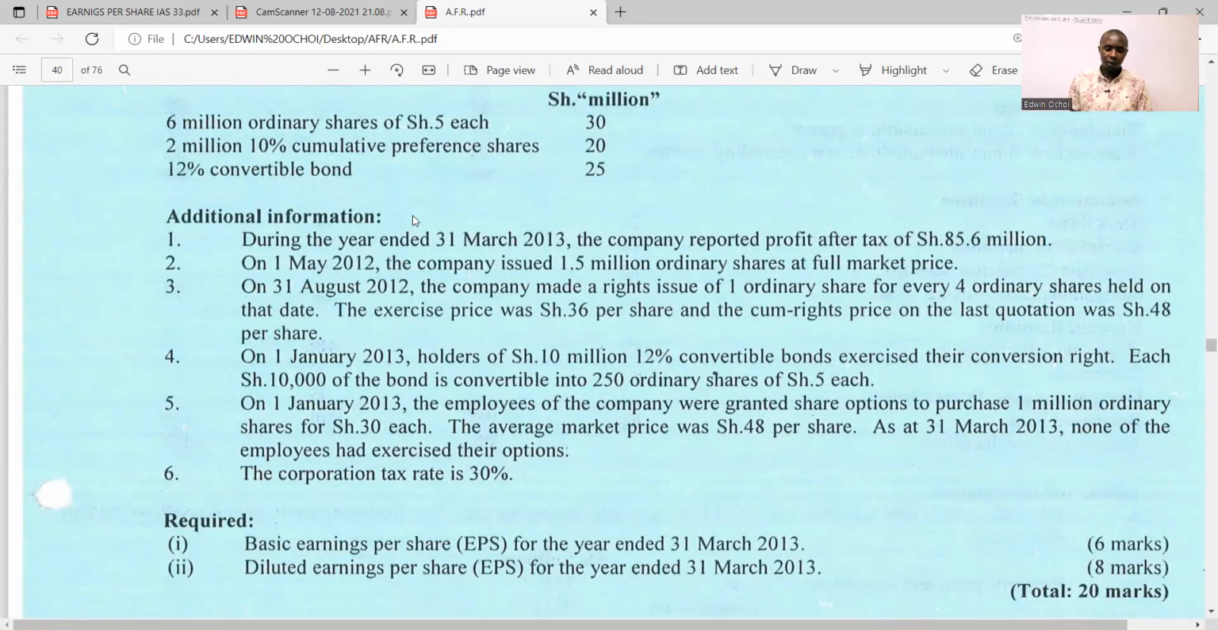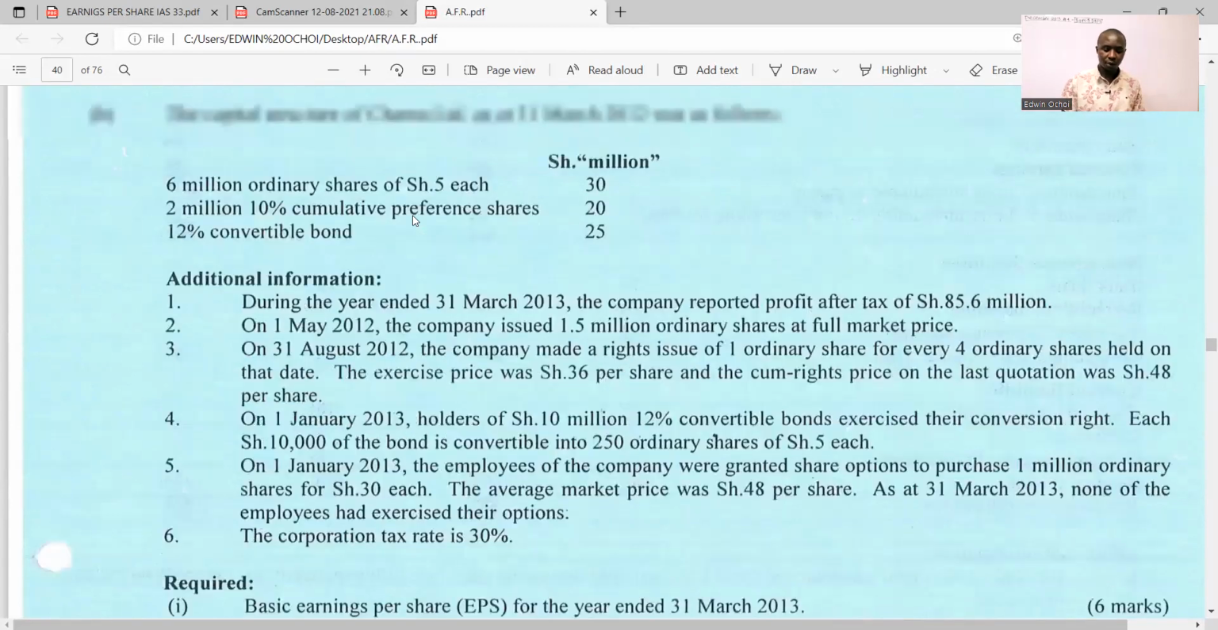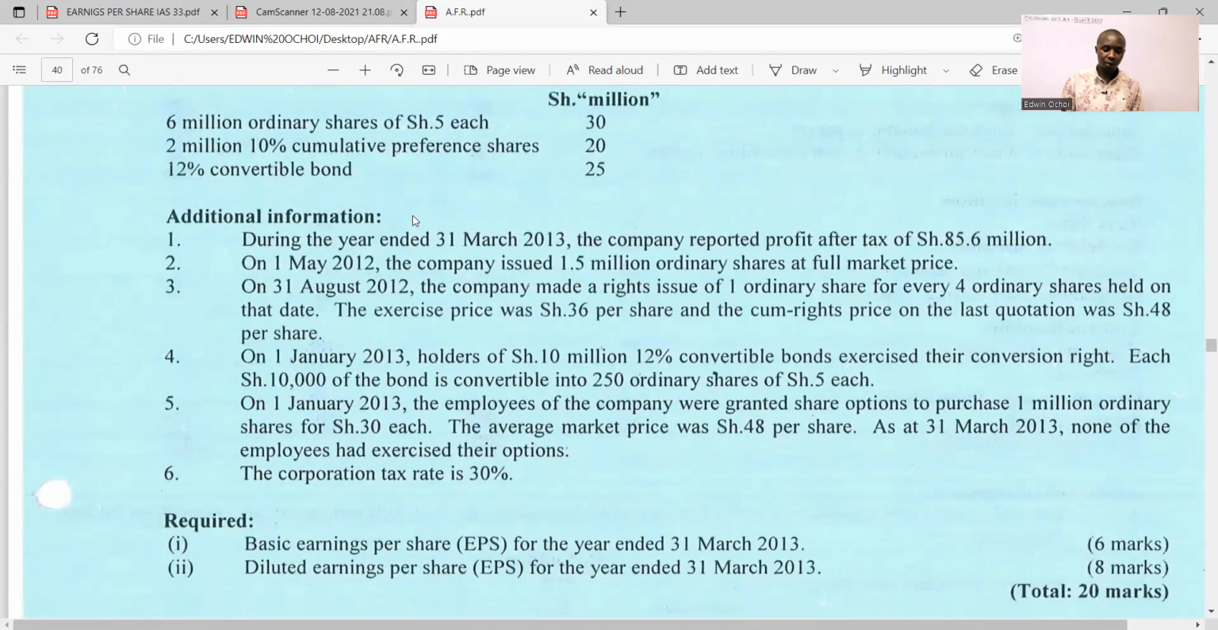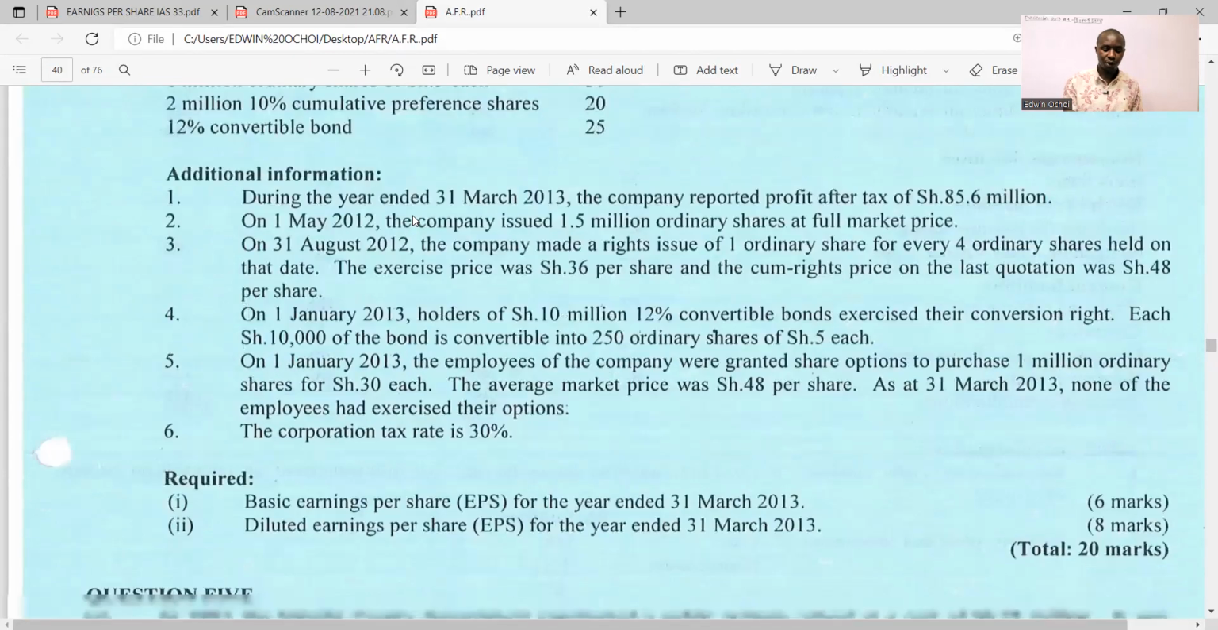Meaning that if our financial year ends on 31st March 2013, it is supposed to start on 1st April 2012. That shows that the transactions given at the start of the question are the closing position for the previous year, which means these securities are the opening position of the current year. So you have the ordinary shares, 6 million, giving us a value of 30 million; 2 million cumulative preference shares, giving us a value of 20 million; and 12% convertible bonds, giving us a value of 25 million.